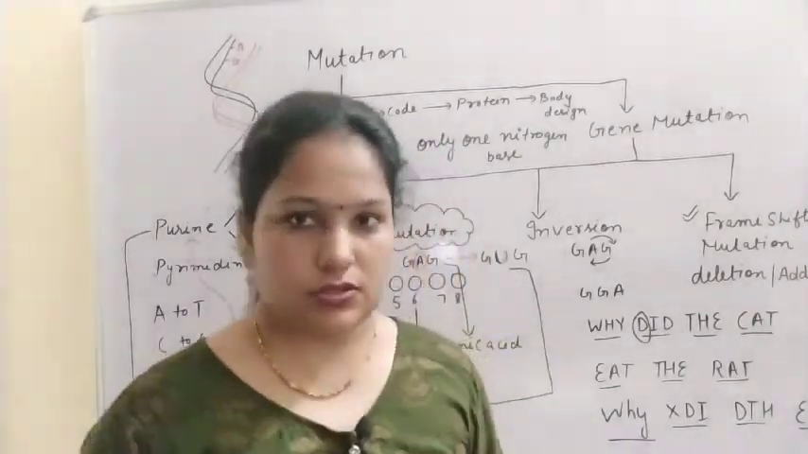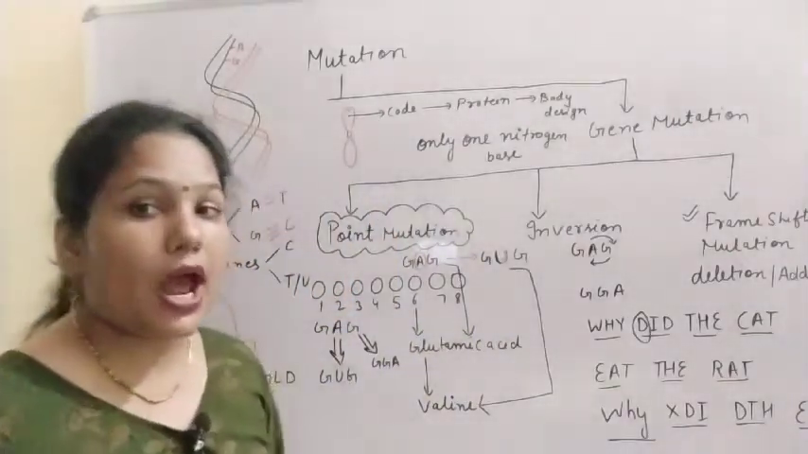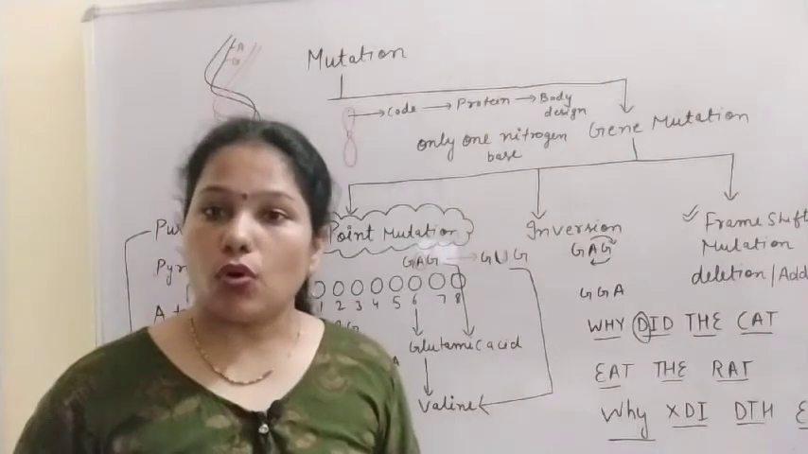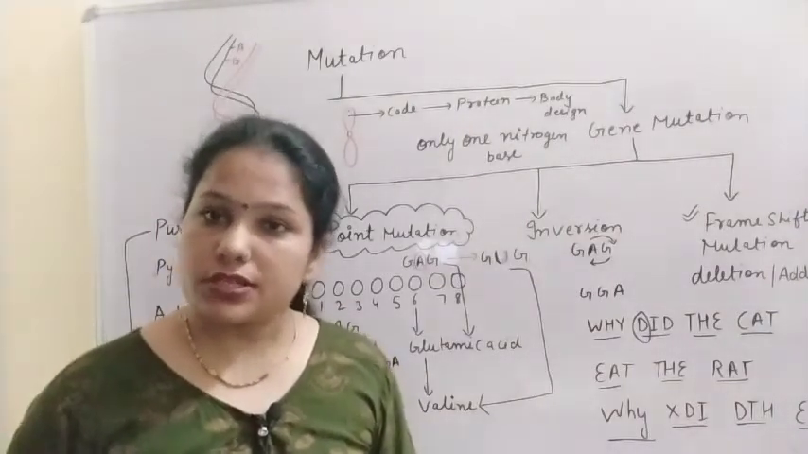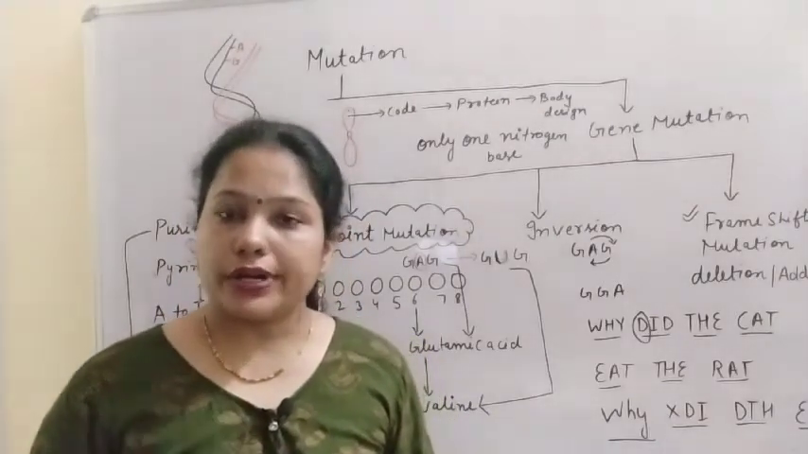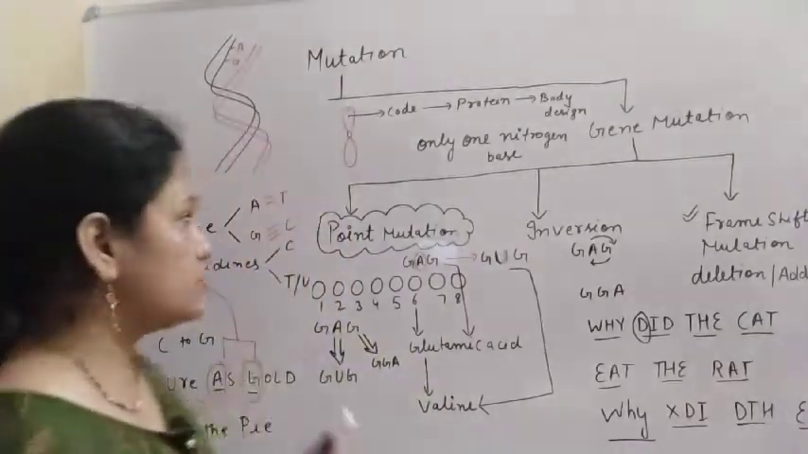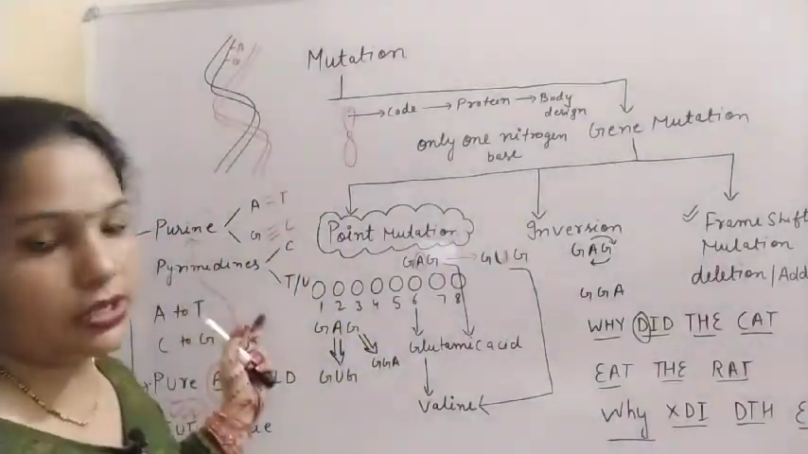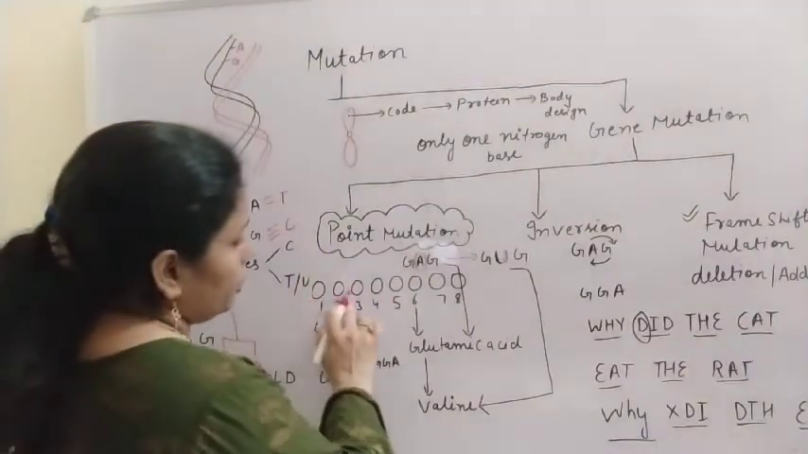So let us discuss. Hemoglobin is a protein molecule, and proteins are made up of amino acids, and these amino acids are coded by some base pairs, and these base pairs we discussed, purines and pyrimidines. So let us discuss, that is the chain.